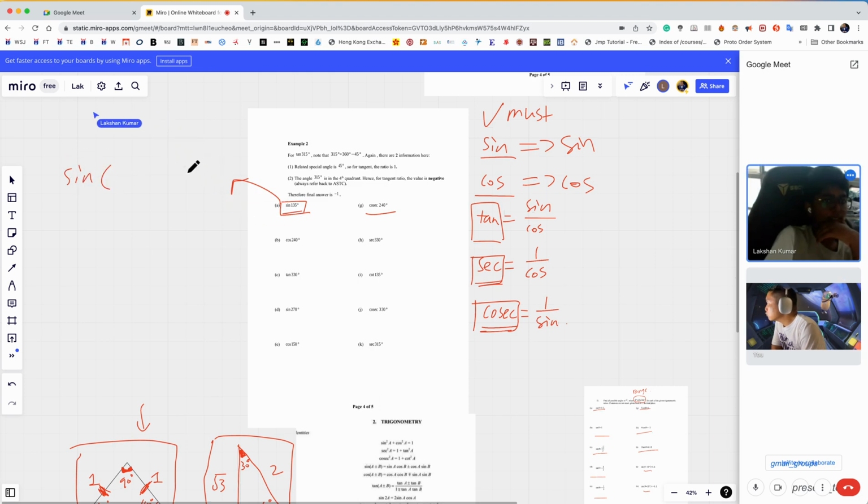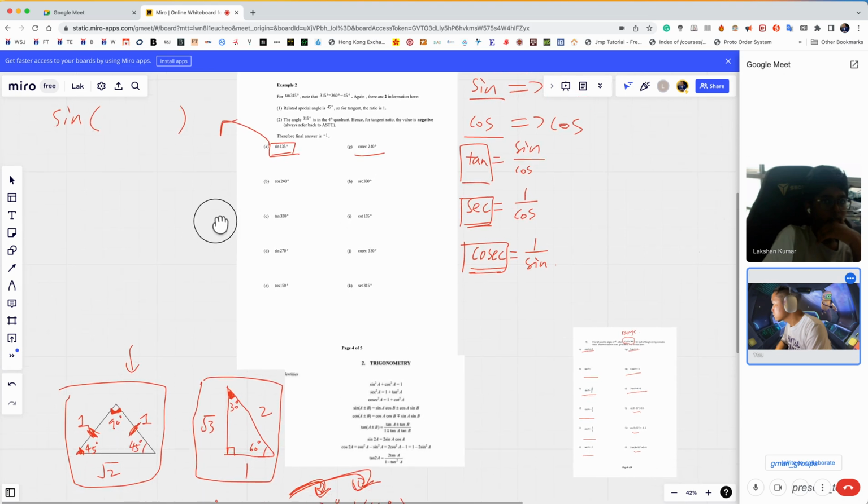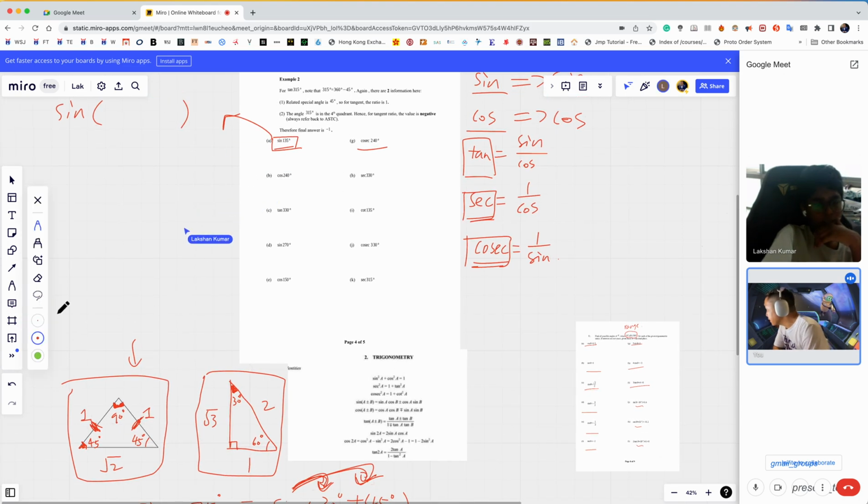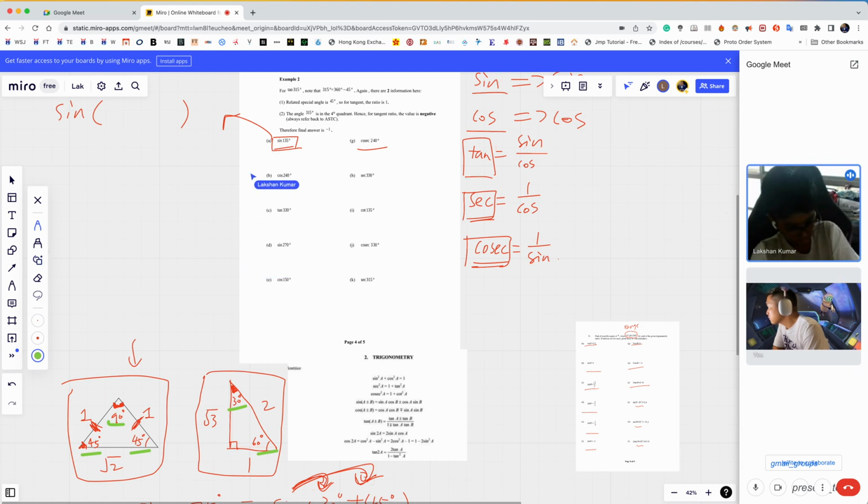So sine 135, how do you split it into special angles? These are the special angles you can pick. So how do you split the 135? Maybe 135 is 90 plus 45. Very good. So once you have this, you open it using the formula as well.